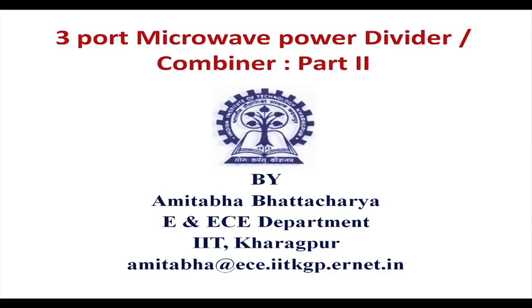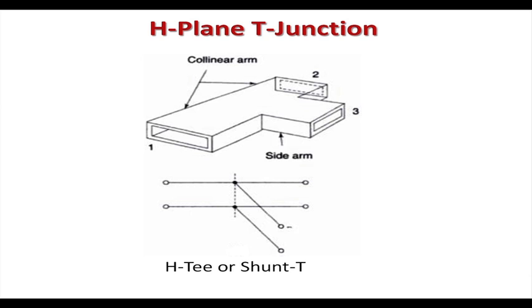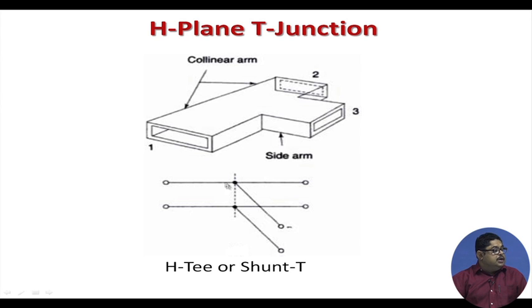So, we continue our discussion of power divider and combiner. This is part 2 of this lecture, the 12th lecture. Another way we can make a junction is, you see these two collinear arms, the waveguide is going.